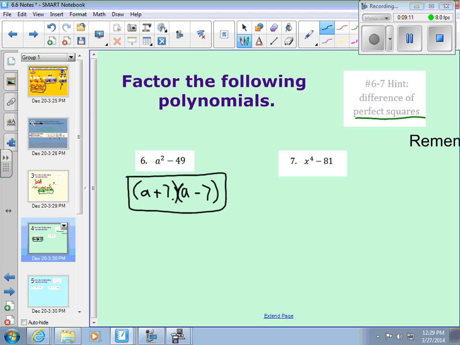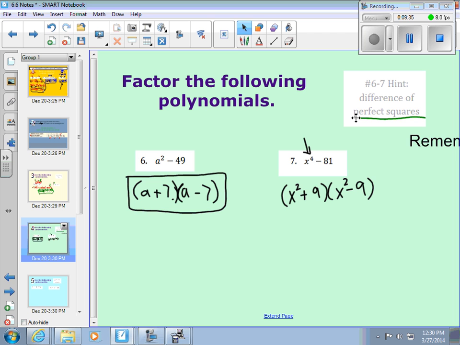The number being squared here is 9. So we can still do this one, but if we just put x plus 9 and x minus 9, we don't quite get to our answer here because this is x to the 4th power. So instead of just x and x, what we're going to do is put x squared and x squared. And now we have this factor.